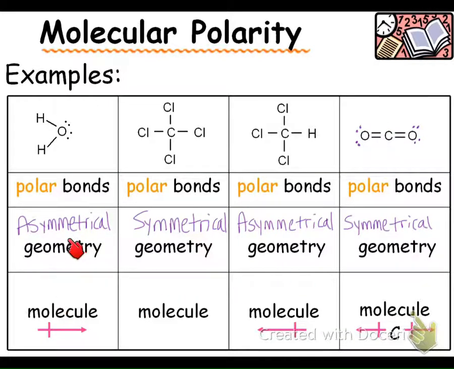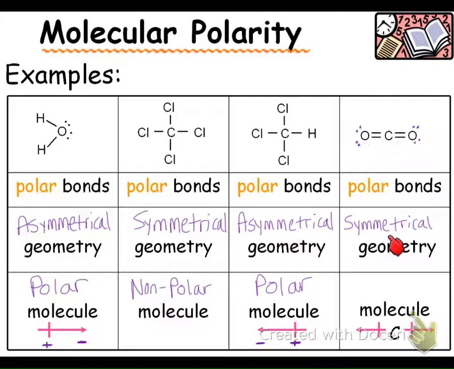So, because it's got asymmetrical geometry, this would be a polar molecule, showing a slightly positive side on the hydrogen and a slightly negative side on the oxygen. So these are what I mean by lone pairs on a nitrogen, oxygen, or fluorine on another molecule. So this is kind of what I'm talking about here. Because this has symmetrical geometry, it would be considered a nonpolar molecule. And because this has asymmetrical geometry, this would be a polar molecule, again showing the electron distribution.